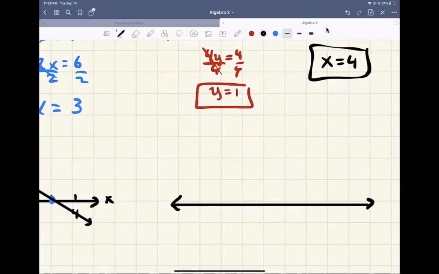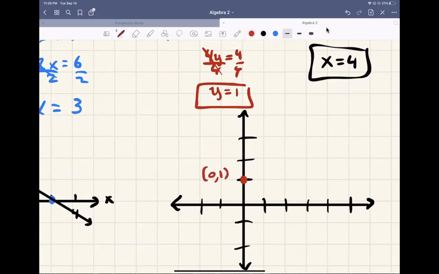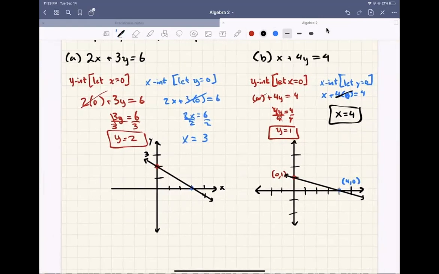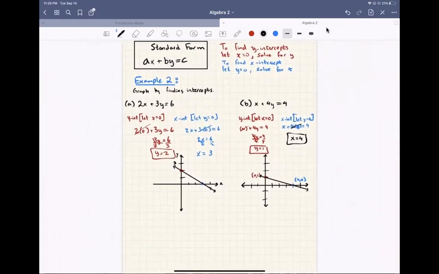So let's go ahead and do that. We're going to have 1, 2, 3, 1, 2, 3, 4, 5. Let's put some lines for the negatives. And remember, our y-intercept is 1, so you're going to have 1 here. That's 0, comma 1. And our x-intercept is 4, comma 0. So 4, comma 0. And then you connect the lines. Boop. And that is our equation. And that's how you use standard form. Graph by finding the intercepts.